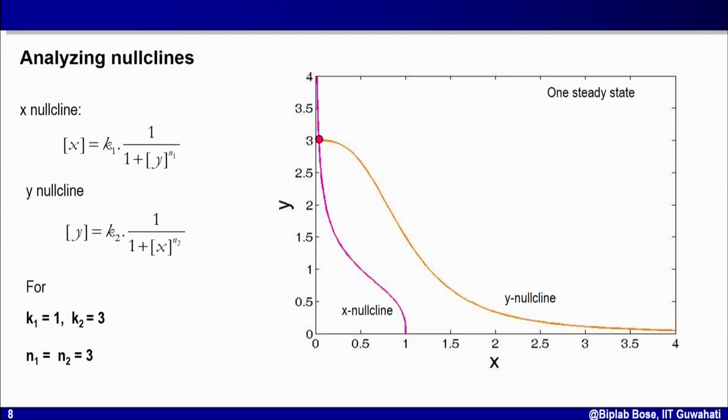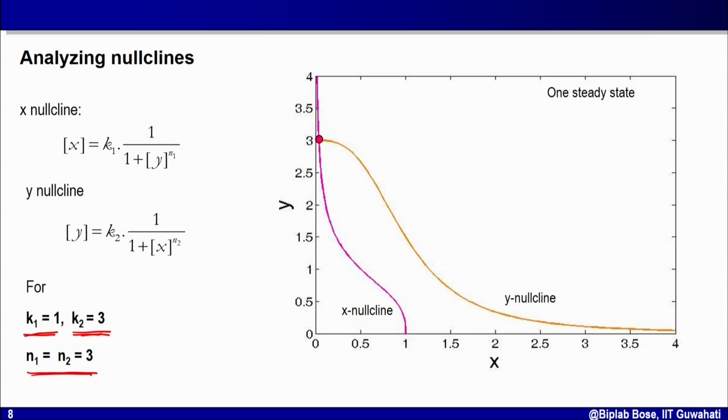Let us consider a situation where one promoter is more active or one protein is produced more than the other. So in that case, k1 and k2 should not be equal. So I consider k1 equal to 1, k2 equal to 3. That means y is produced more than x. And I have considered the nonlinearity of the promoter function as sigmoidal, with n1 and n2 equal to 3.